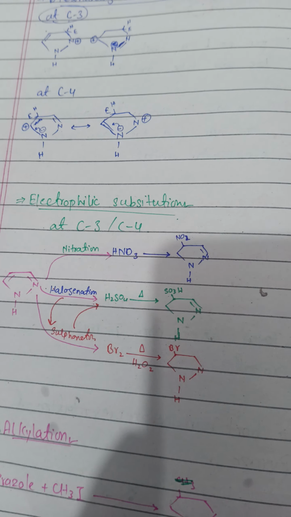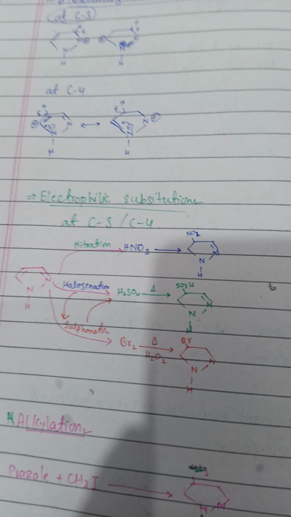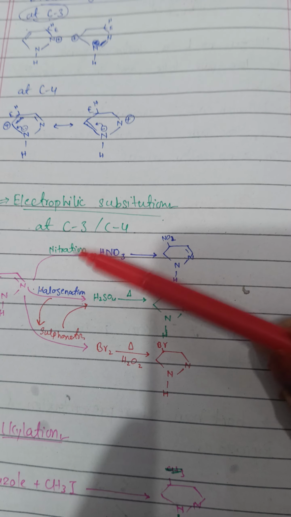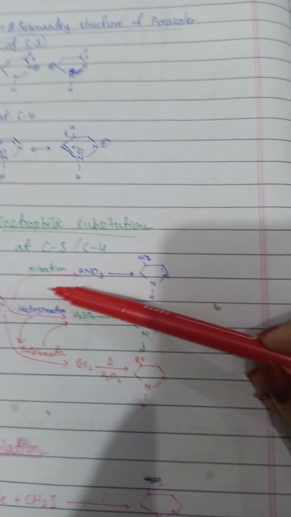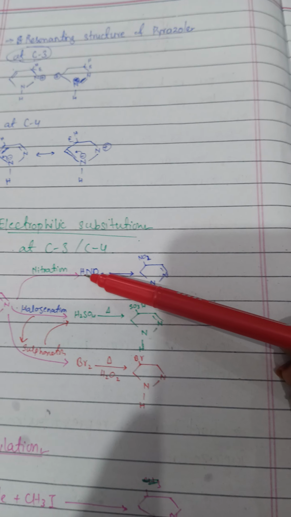This resonance structure will be discussed in the next lecture. First of all, we have to discuss the electrophilic substitution. Electrophilic substitution occurs at carbon number 4. It could occur at carbon number 3, but carbon number 3 is less stable. So carbon number 4 is more stable, and all electrophilic substitution reactions occur at carbon number 4.